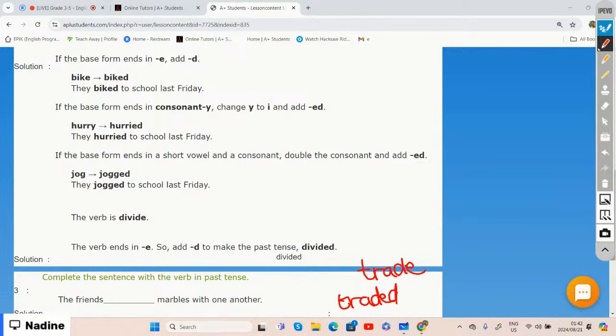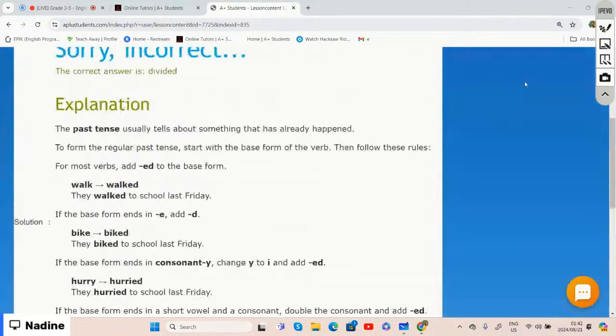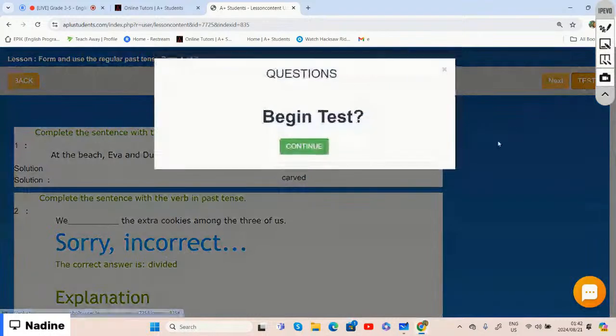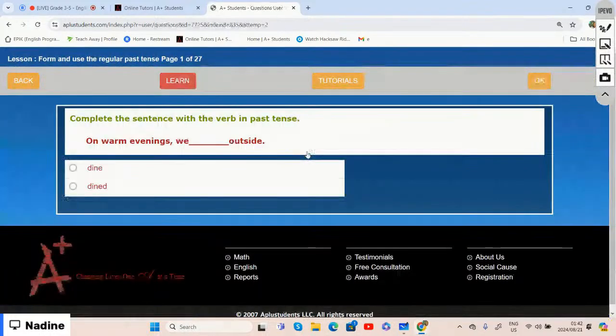All right. So now we're going on to our test where we are going to form and use regular past tense. Yes, it is. This is the last test. We need to complete the sentence with the verb in the past tense. It says, on warm evenings, do we say we dine outside or we dined outside?